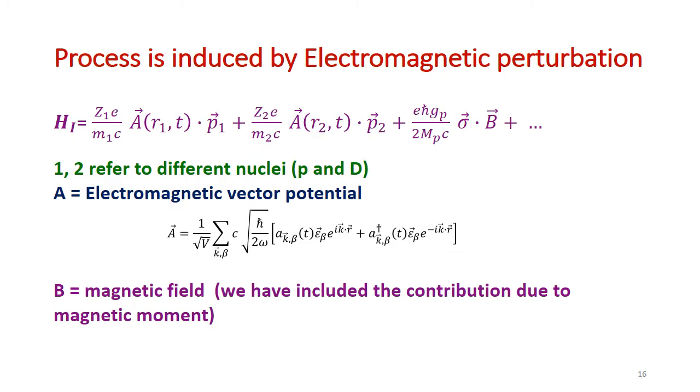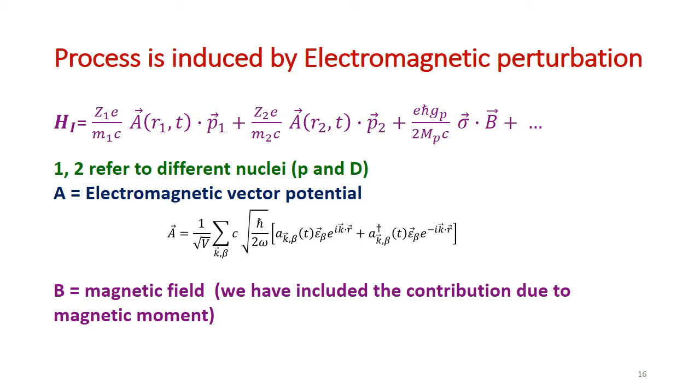The process is induced by an electromagnetic perturbation. So the perturbative Hamiltonian, or the interaction Hamiltonian, is standard. You have this term, the electromagnetic field, which is given by this. These are basically annihilation and creation operators times this free photon amplitude, and there's a volume factor and all that. Here omega is the frequency, k is the wave number, and epsilon is the polarization.